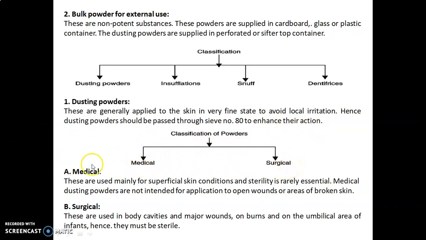Classification of dusting powder is medical and surgical. There are two classes. We will discuss the medical one. These are used mainly for superficial skin conditions and sterility is rarely essential. Medical dusting powders are not intended for application to open wounds or areas of broken skin. Surgical ones are used in body cavities, major wounds, burns and on the umbilical area of infants, hence they must be sterile.